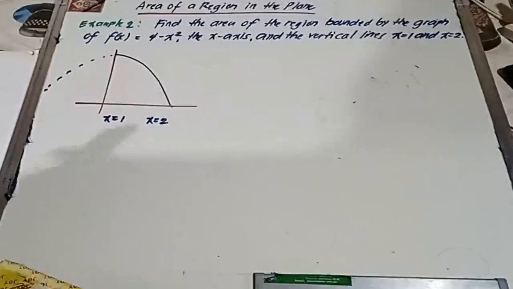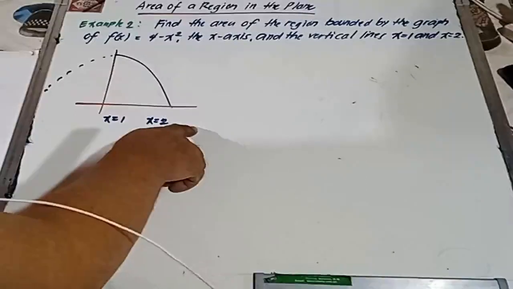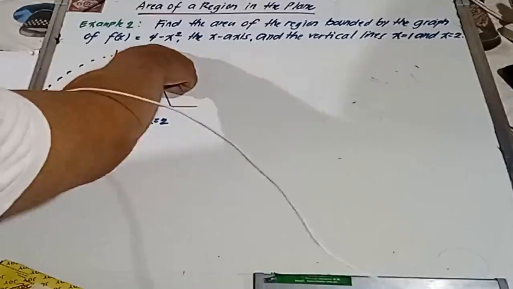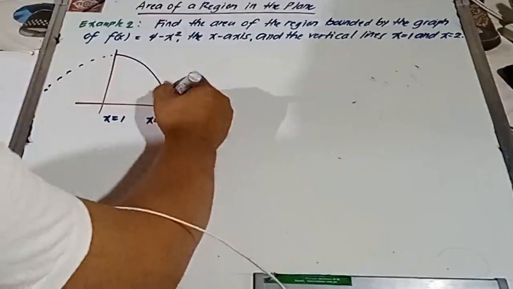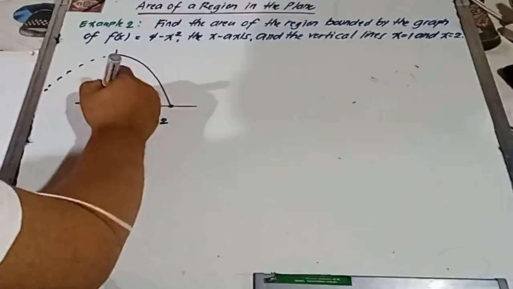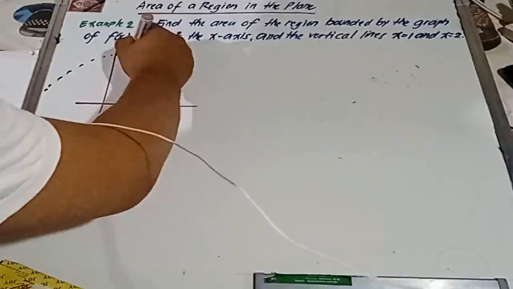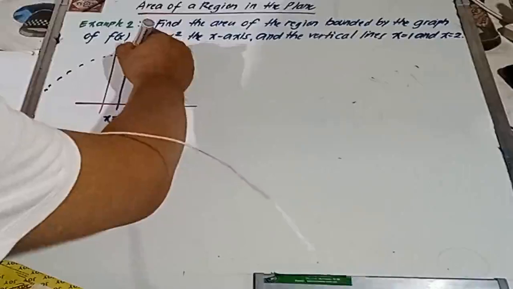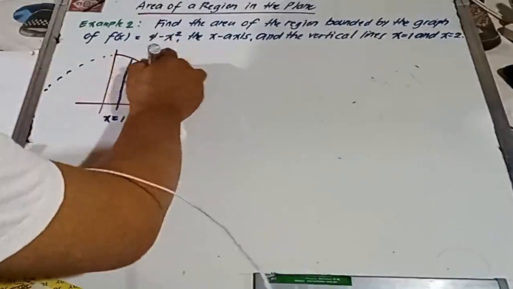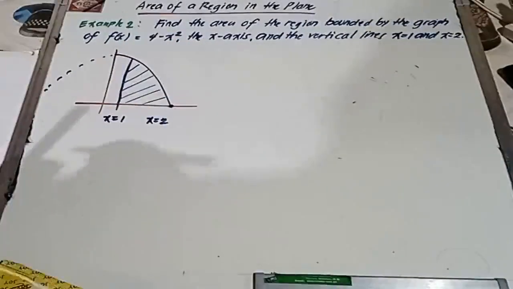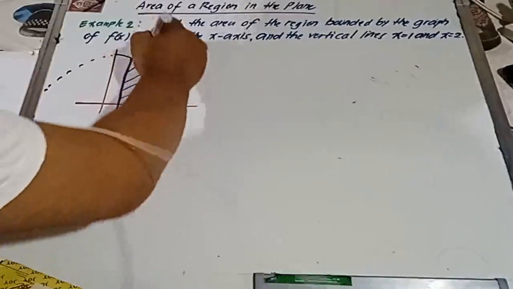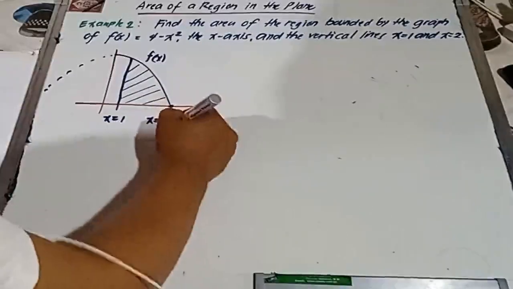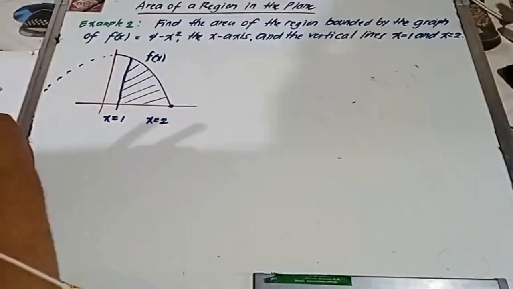And by the way, if x equals 2, y equals 0. So ito nga, sakto na andito. So ito yung area na kailangan natin. Ito sa f of x. Ito yung vertical lines natin, x equals 1, x equals 2, and ito yung ating x-axis.